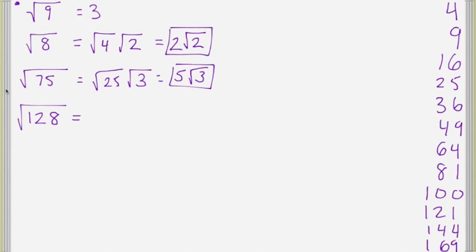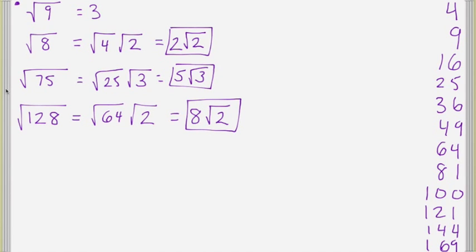But what is the biggest number that goes into 128? 64, right? Oops, kind of gave it away. Okay, so 64 goes in twice. Square root of 64 is 8 because 8 times 8 is 64. And square root of 2 just tags along.